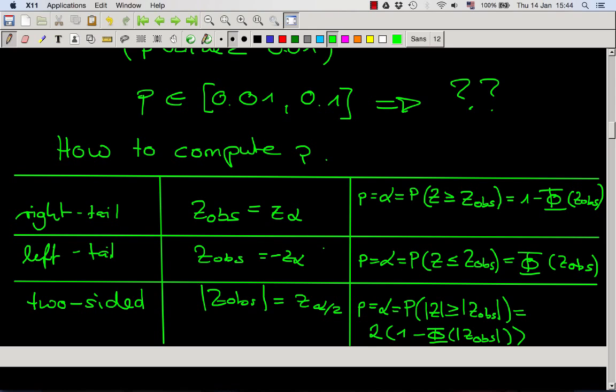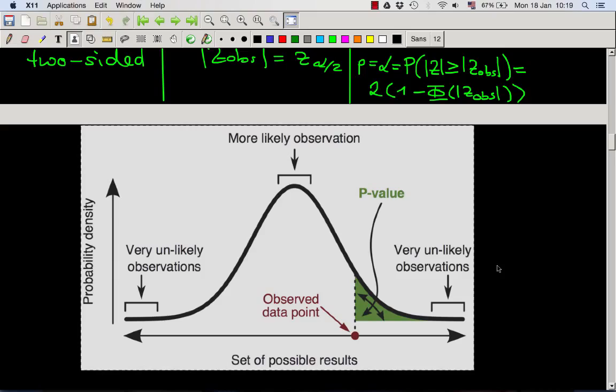For a t-test, it's very similar, just that instead of the standard normal distribution, you have the student's t-distribution. Okay, so let me finally add some words about the interpretation of the p-value. Here's this nice illustration from Wikipedia about the p-value. Recall, please, that the distribution here is the distribution of Z, and that was always given H0 is true.